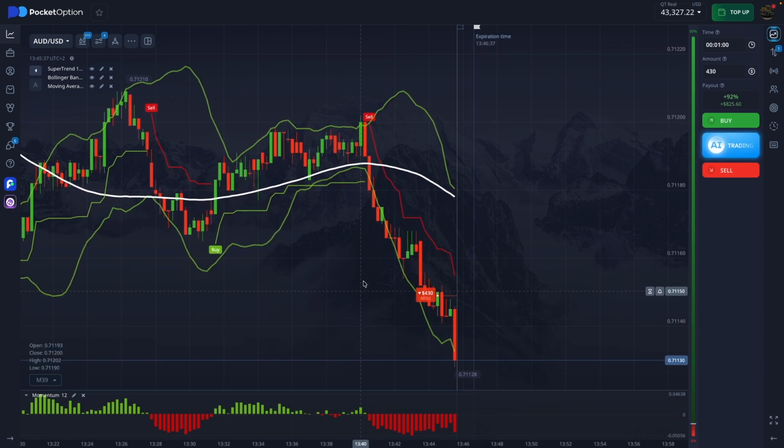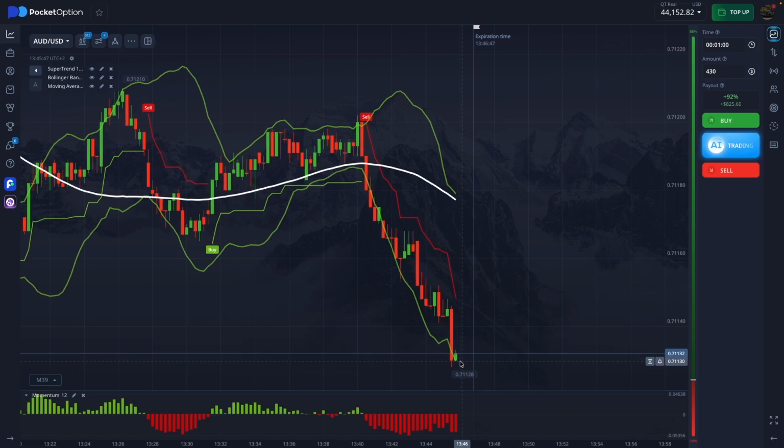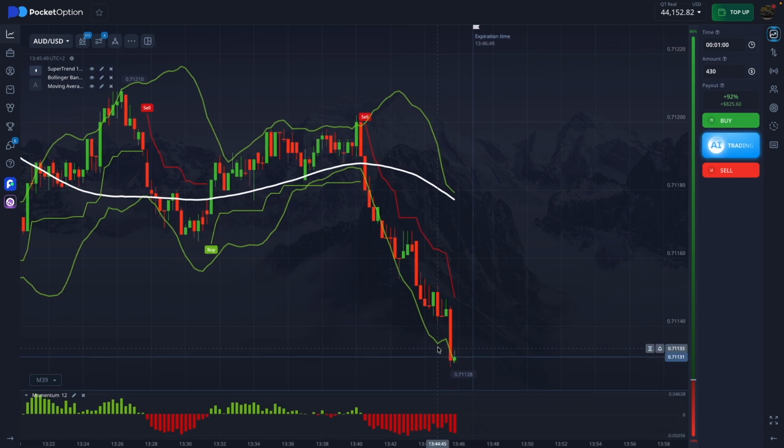I look at the Bollinger Bands indicator, and to enter a down trade, I need the price not to break below the lower boundary of the Bollinger Bands channel. So, for example, right now I cannot enter the trade because the price is below the lower boundary of the channel. And following this logic, I entered my first down trade, and it successfully closed in profit.